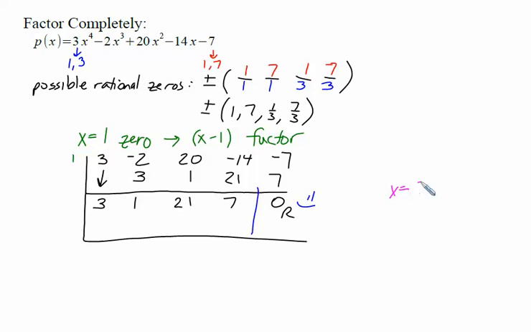So I'll write that over on the side. x equals -1/3 is a 0. Be careful, because then it's going to be 3x plus 1 that is our factor. And the number that'll go out here is negative 1/3.